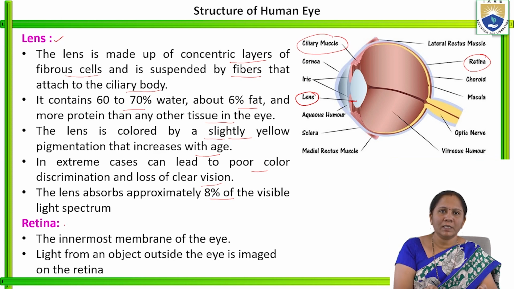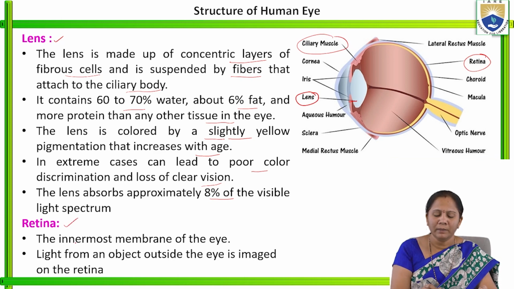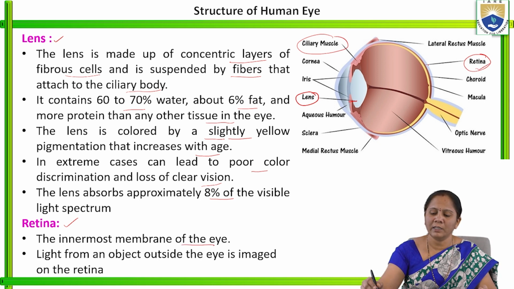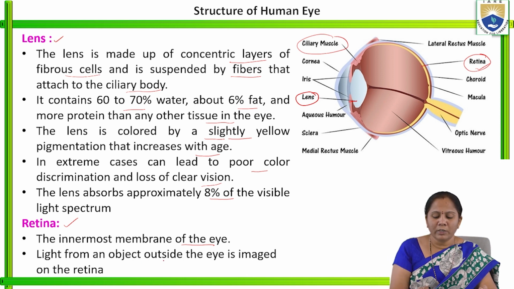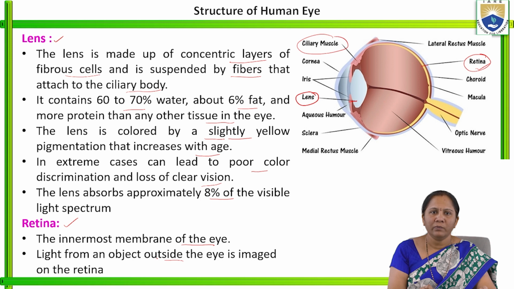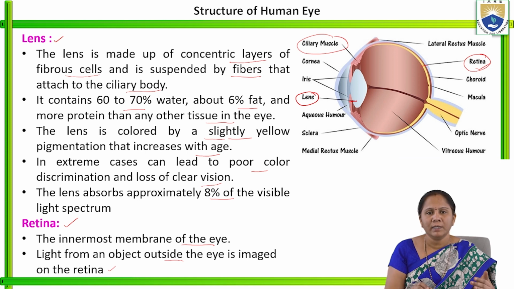And that is what the next important part is, the retina. It is the innermost membrane of the eye. So here we can observe the retina. It is the innermost layer of the eye. Light from any object outside the eye will fall on the retina and after that light gets refracted, the image can be visualized by that particular person. So we will discuss in detail about this retina.